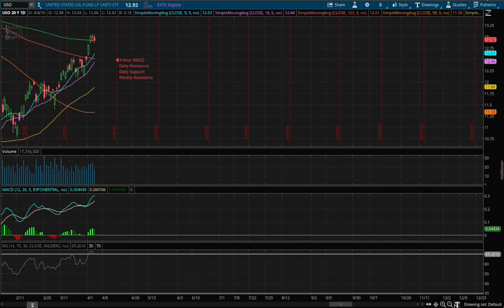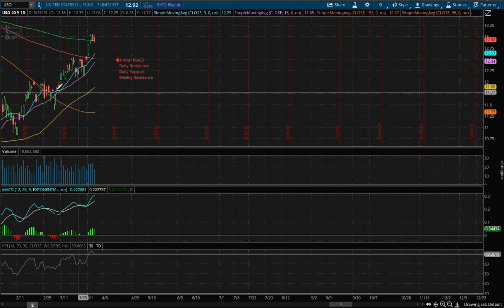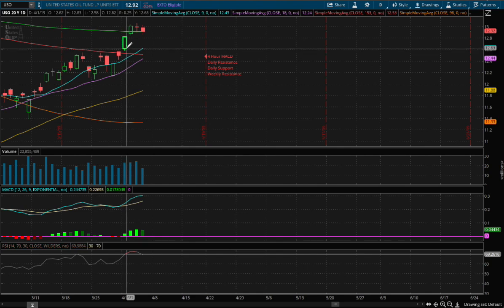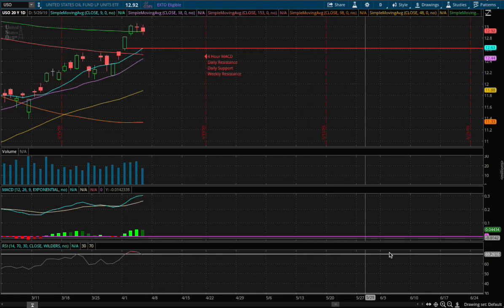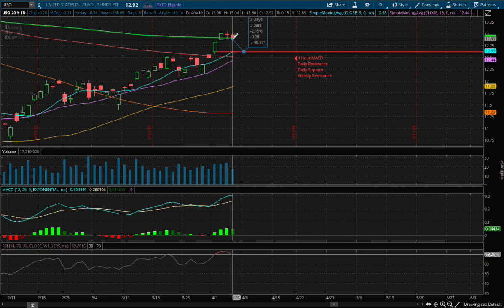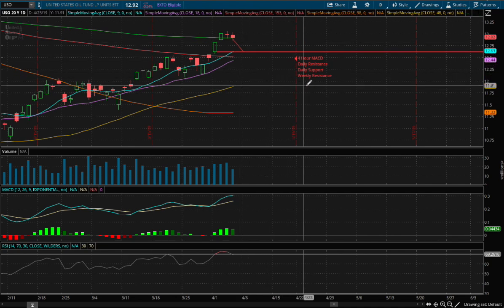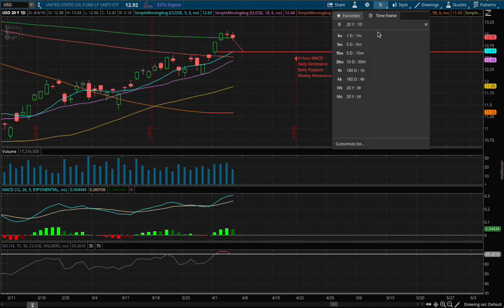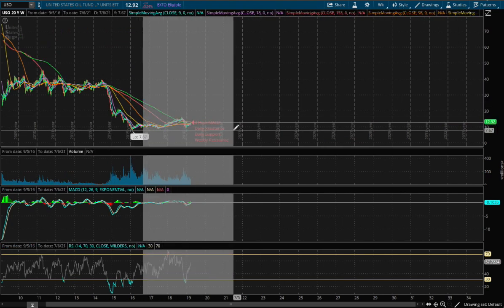So let's mark that. And that is at the price of $12.60. And that movement from now to then is approximately a move of 2.15% down. And next, we check the weekly chart.